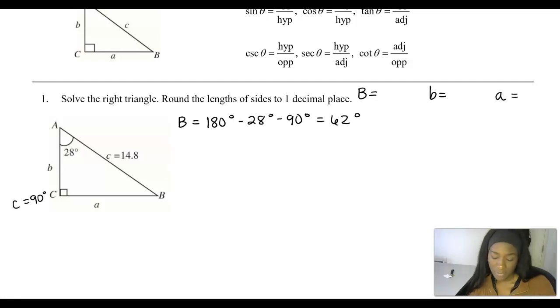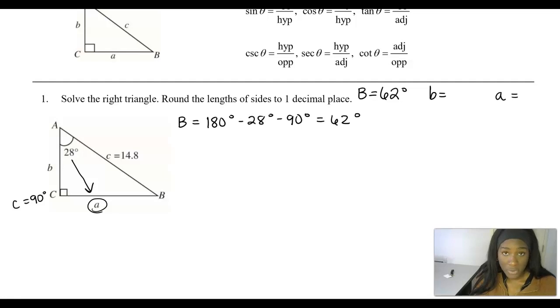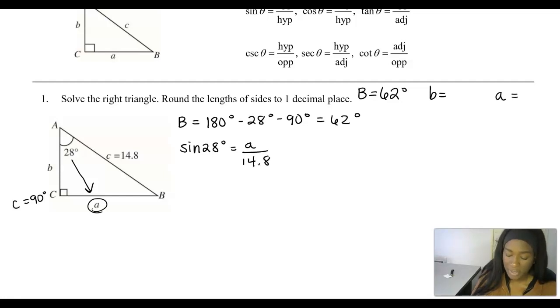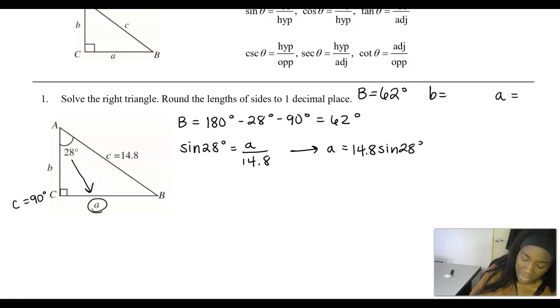The next thing I'm going to look for is lowercase a. So lowercase a right here, relative to the 28 degrees that we have, is opposite of it, and we also have the hypotenuse. So we could use sine equal to opposite over hypotenuse. Opposite is a, hypotenuse is 14.8. I'll take both sides of that equation and multiply it by 14.8 to get rid of the fraction, to see that little a is equal to 14.8 times sine of 28 degrees, which gives us that little a rounded to one decimal place is approximately 6.9.